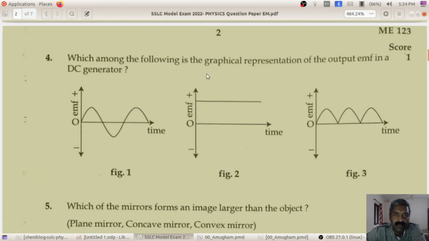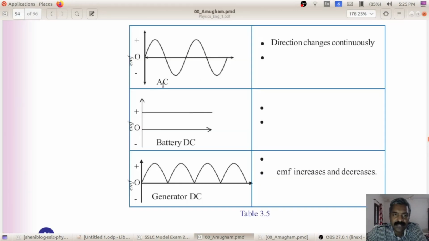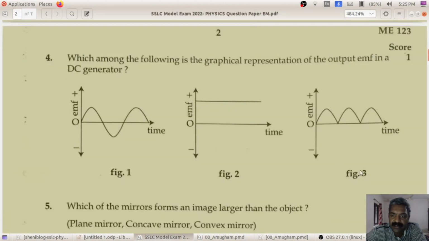Okay, which among the following is the graphical representation of the output EMF in a DC generator? This one is AC generator. The direction of this graph continuously changes. This is the graph of a battery. The EMF is constant throughout the circuit. Here EMF increases and decreases, but it will never change its direction. The graph of a DC generator is this one, and the answer is figure 3.